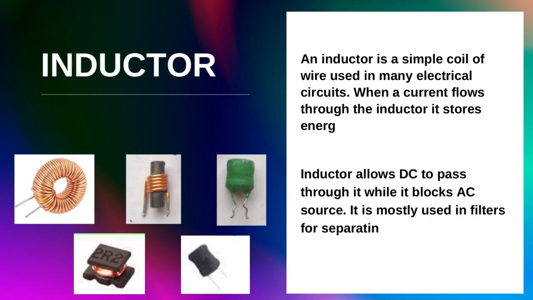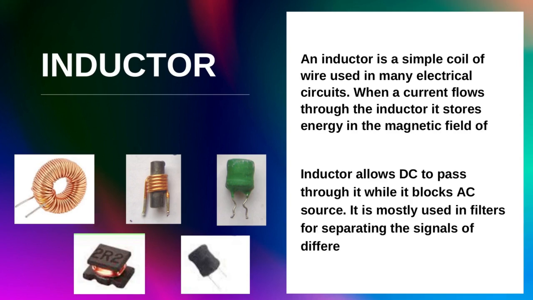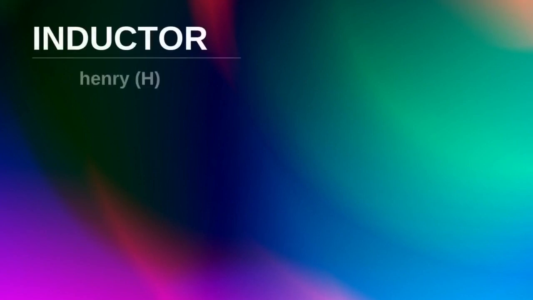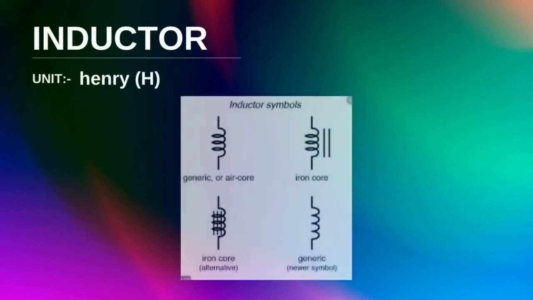Inductor. An inductor is a simple coil of wire used in many electrical circuits. When a current flows through the inductor, it stores energy in the magnetic field of the inductor. Inductor allows DC to pass through it while it blocks AC source. It is most commonly used in filters for separating the signals of different frequencies.